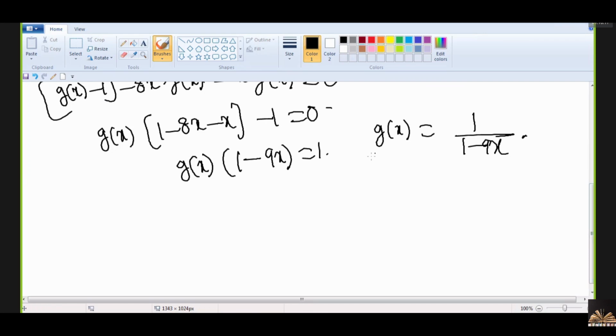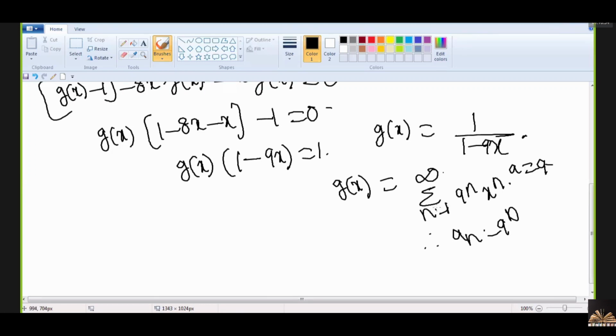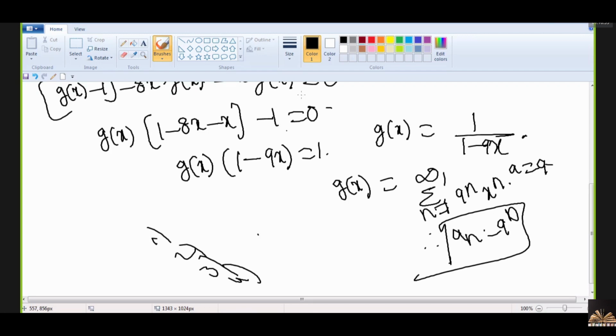And this can be written as g of x where the a value is equal to 9. So summation of 9 power n into x power n. So a n value is equal to 9 power n. And the solution for the recurrence relation is 9 power n. So in this way, using the generating function, you can get the solution for the recurrence relation by using these 4 steps. Is it clear?